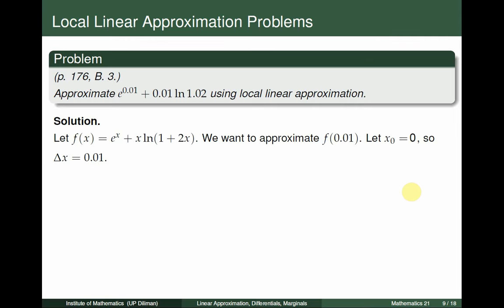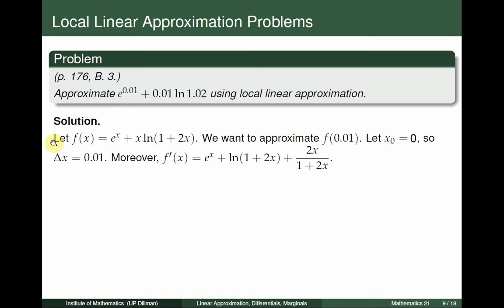Now, let's get f prime x, which is shown here. E to the x plus ln of 1 plus 2x plus 2x over 1 plus 2x. These last two expressions are obtained from the product rule when you take the derivative of x ln of 1 plus 2x. So now we have f of x, f prime x, and x naught.